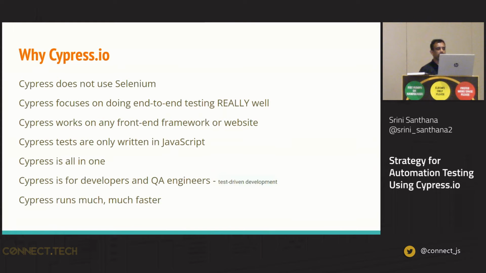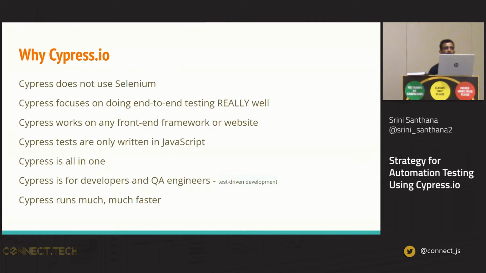Like I said in the beginning, Selenium. So Cypress does not use Selenium. Selenium has been dominating this testing place, this automation testing, for a long time, more than a decade now. But now Cypress does not use Selenium. It's totally different. And Cypress focuses on doing end-to-end testing very well.